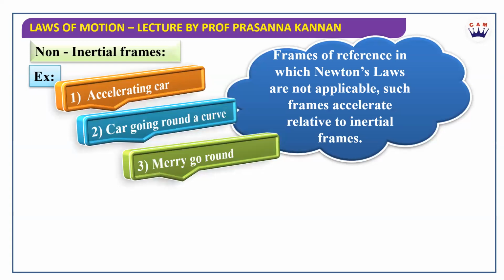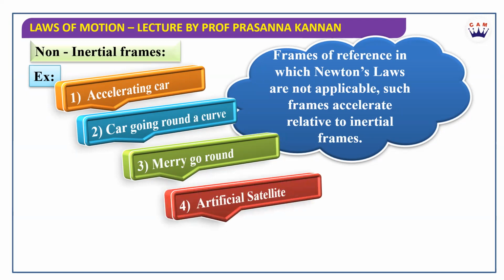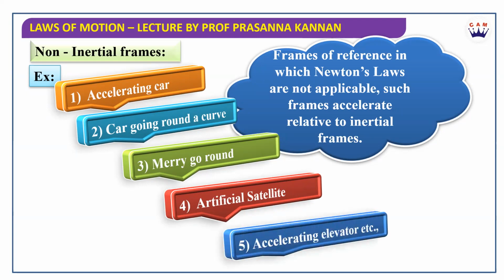Merry-go-round, you know that. That's again an accelerated frame of reference. Artificial satellite. Again, anything which undergoes circular motion may not change its speed, but it has what? Centripetal acceleration, a force acting towards the center. Accelerating elevator, that's what we were talking about. All these are examples of non-inertial frames. What is the other name for non-inertial frames, students? Accelerating frame of reference. Inertial frame of reference, other name is what? Newtonian or Galilean, or non-accelerating frame of reference. Very good.